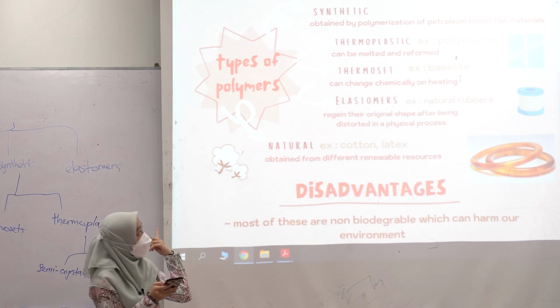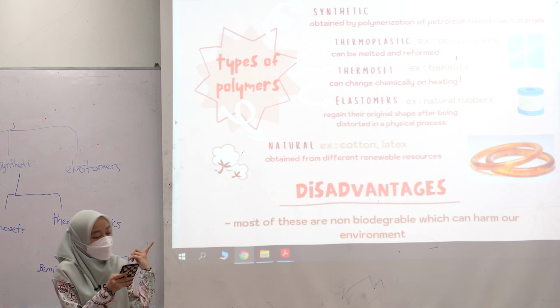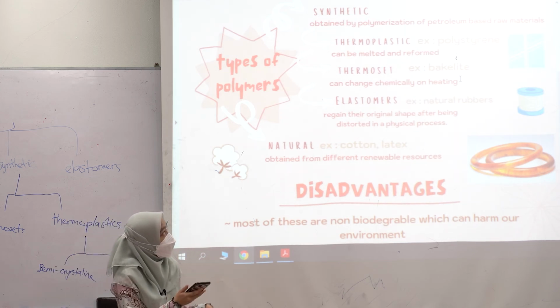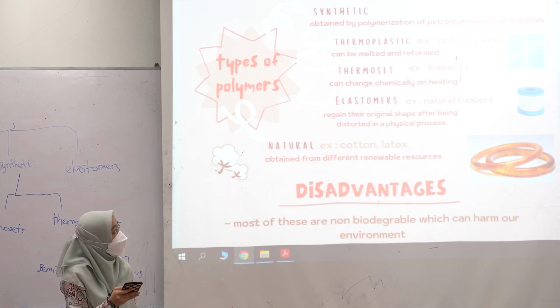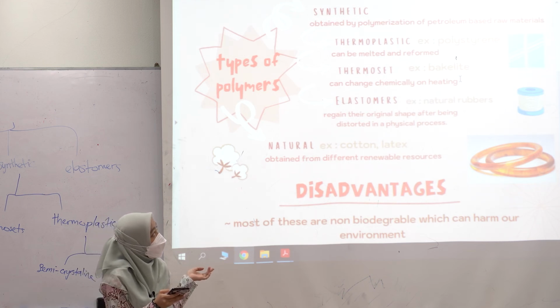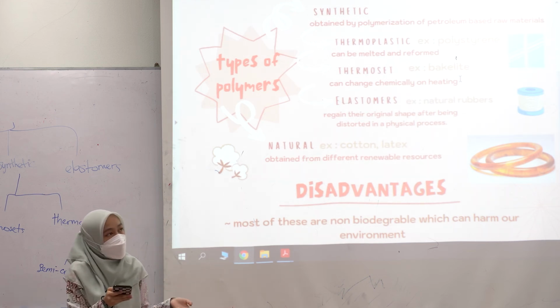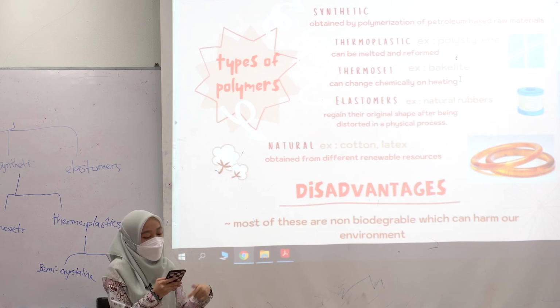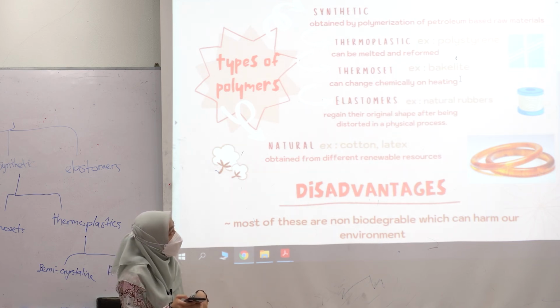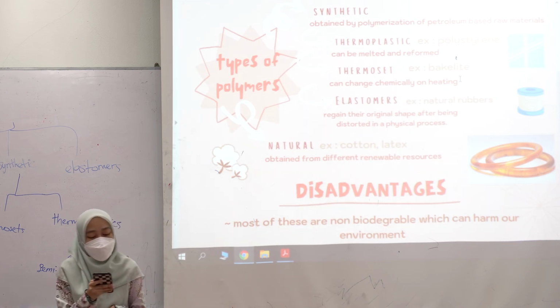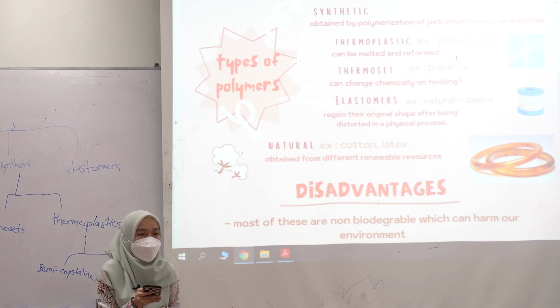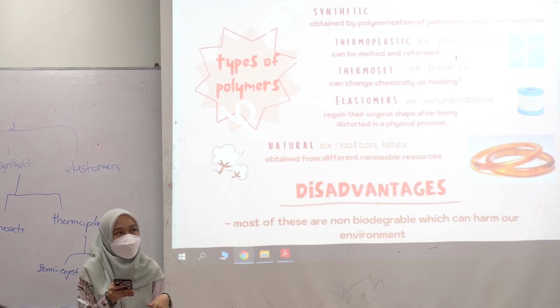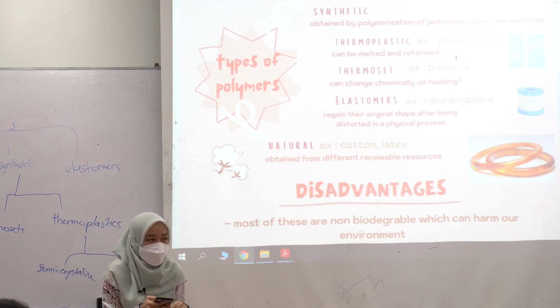First, thermoplastic. Thermoplastic can be melted and reformed. Examples of thermoplastic are polystyrene, PVC, nylon, and more. I will explain about polystyrene. There are various applications of polystyrene in our daily life, in manufacturing and also in the packaging field.